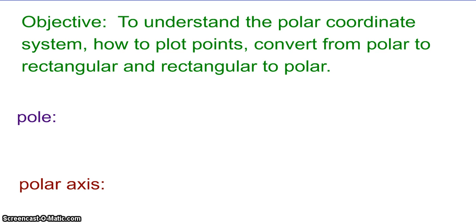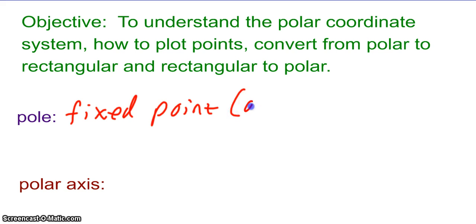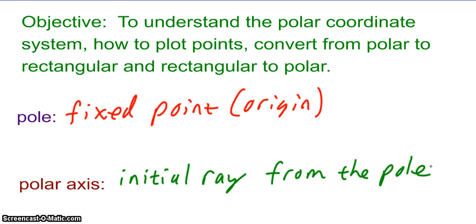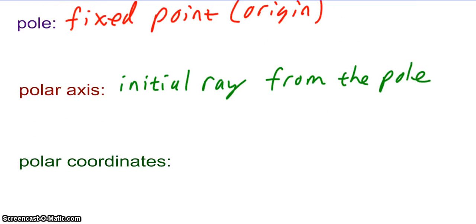So first, the pole. What is the pole? The pole is a fixed point. Think of the origin as a pole, for example. The polar axis is an initial ray from the pole. And then polar coordinates are written as r comma theta.